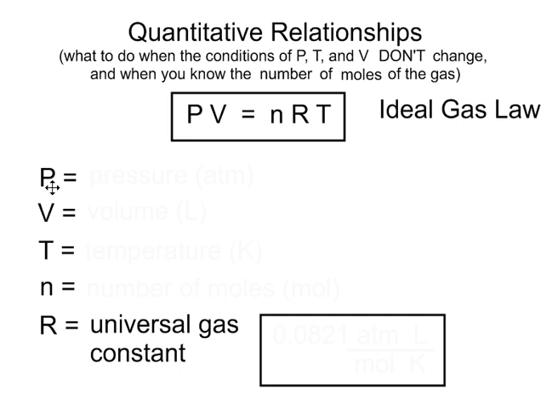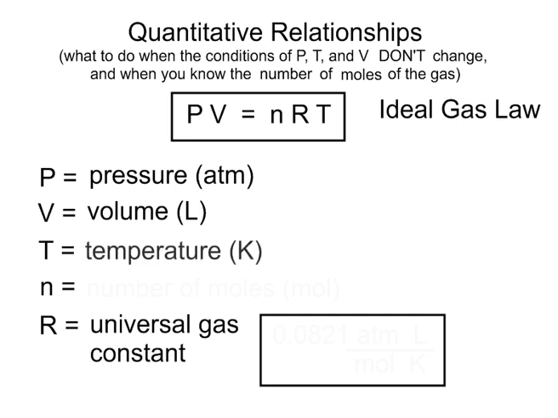Now you already know P is pressure. We're going to use pressure in the units of ATM for this mathematical formula. Volume is V, which we're going to be measuring in liters. Temperature is T, which we're going to measure in Kelvin. Now in the combined gas law, it didn't really matter which units you used so long as they matched on either side of the equation. For this ideal gas law, you must use these units of atmospheres, liters, and Kelvin. And you'll see why in just a moment.